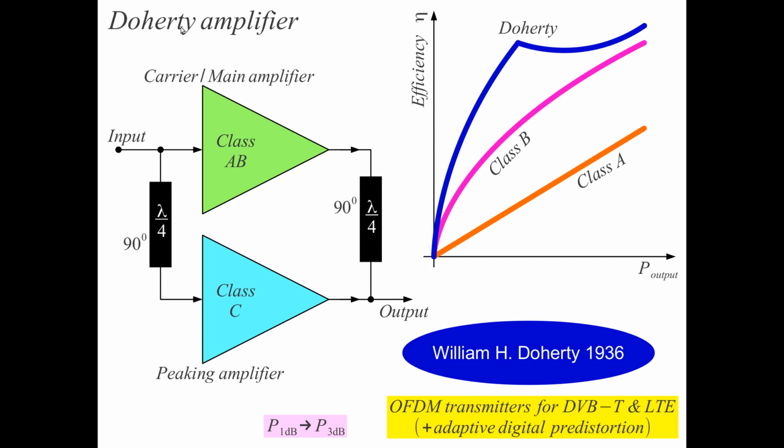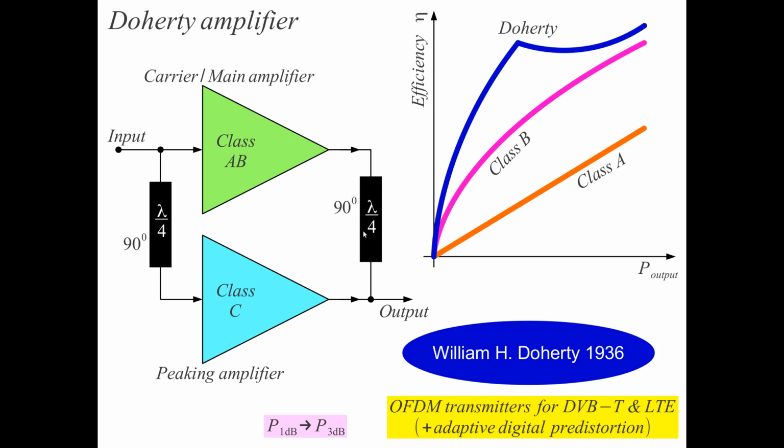So, Doherty, while it was unknown for many years in the 20th century, in the 21st century is finally being used. It's finally being used because of this digital predistortion, even in small size transmitters like handheld phones, mobile phones. On many occasions, these two amplifiers and some of the predistortion circuitry are integrated on a single chip, because adaptive digital predistortion takes care of the distortion caused by the output stage.